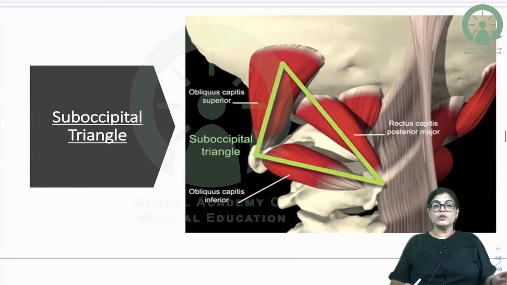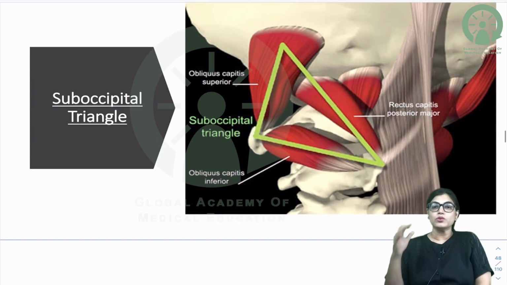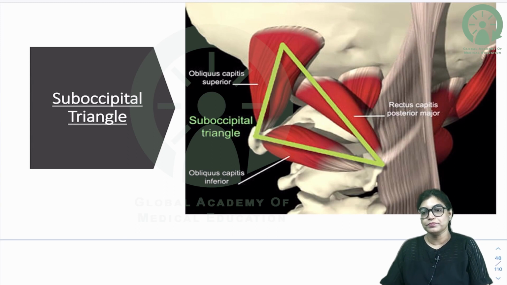Now, I also want to talk about the suboccipital triangle, which is an important triangular space, and we have to know the boundaries, content, and the floor structure.